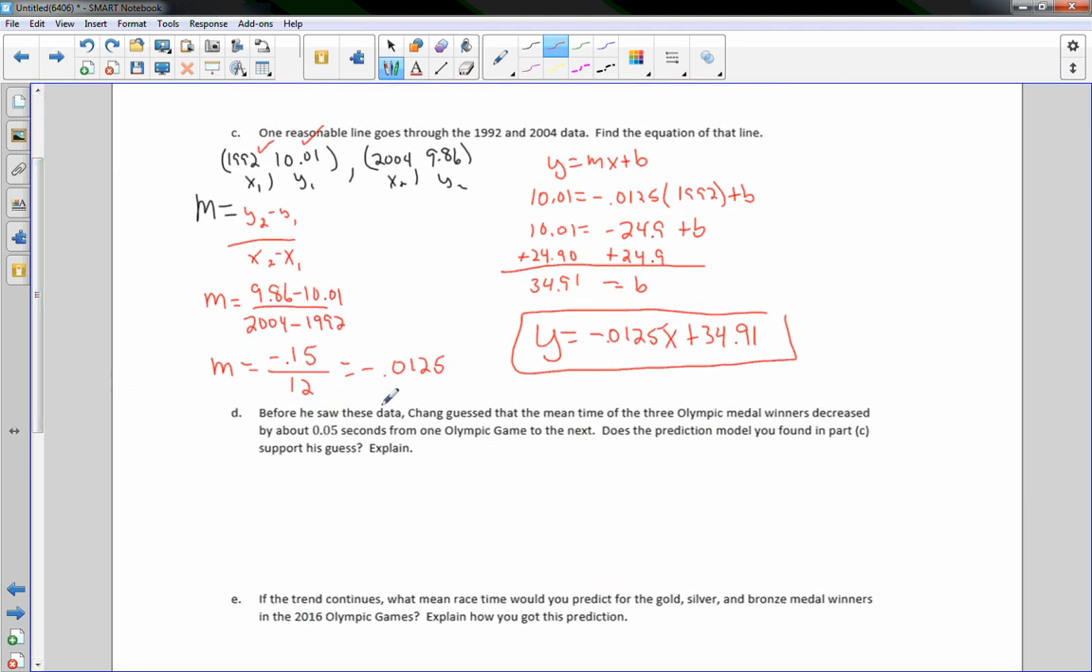B says, before he saw these data, Chang guessed that the mean time of the 3 Olympic medal winners decreased by about 0.05 seconds from one Olympic game to the next. Does the prediction model you found in part C support that guess? Okay, well, our change is right here. So 0.05, this is 0.0125. So I would say no, it does not support, because 0.05 is a far cry from 0.01. You want to be closer than that. 1/100th is quite a ways away from 5/100ths. It's a big difference.